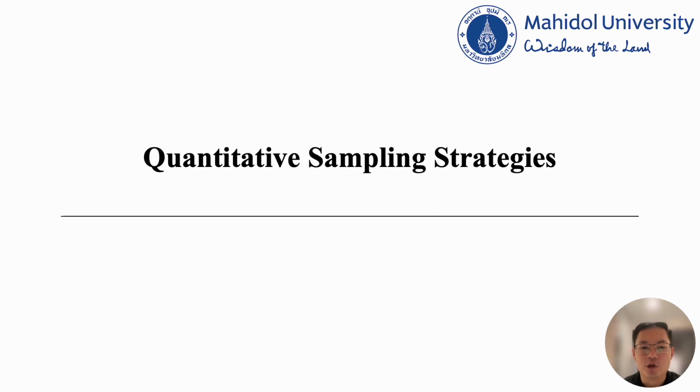There are two main categories of sampling strategies in quantitative research: probability sampling and non-probability sampling. The key difference lies in whether every member of the population has an equal chance of being selected. Let's take a closer look at each category and the specific methods under them.